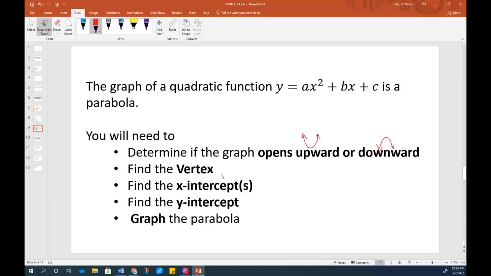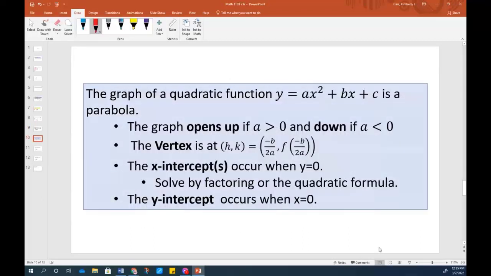The vertex is that turning point. The x-intercept is where it crosses the x-axis. The y-intercept is where it crosses the y-axis. So these are the things that your instructions are going to tell you to do all the time. Does it open upward or downward? What's the vertex? Find the x-intercepts, find the y-intercepts, and graph the parabola. So this is a key slide about information. You might want to take a picture of this or pause it and write this down.